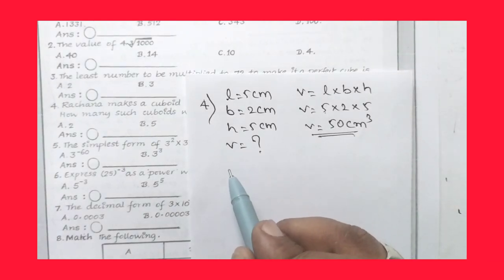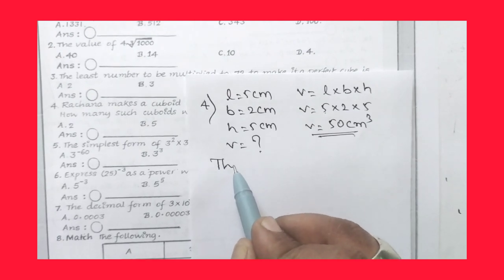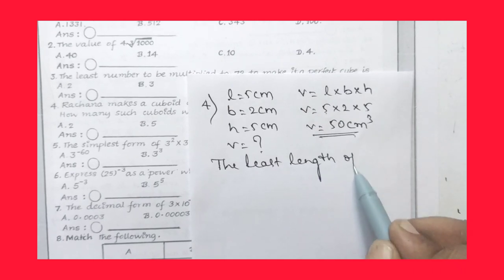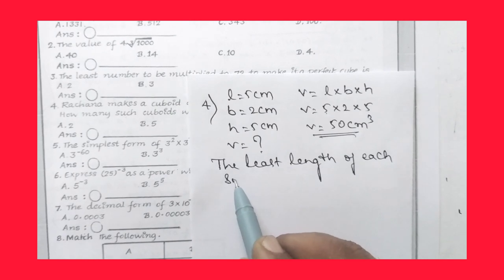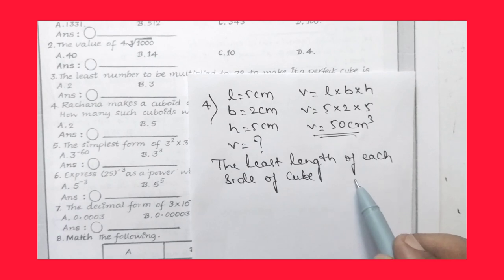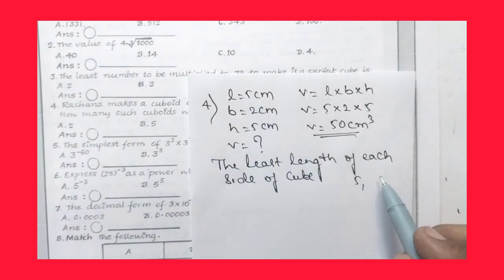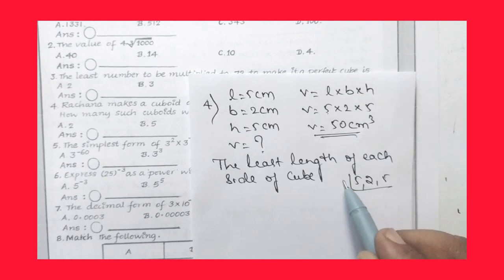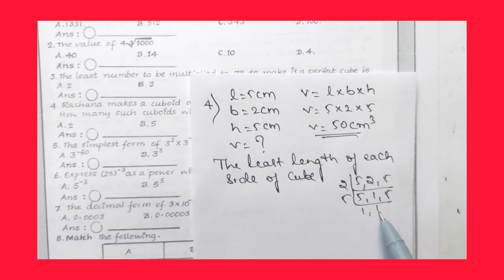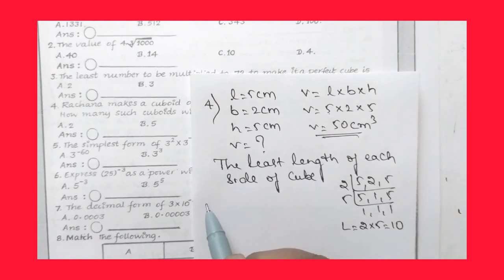Now let us find out the least length of each side of a cube. To find that, find the LCM of what they have given here: 5, 2, 5. So LCM is equal to 2 into 5, which is equal to 10. Therefore, the least length of each side of the cube is L equal to 10 cm.